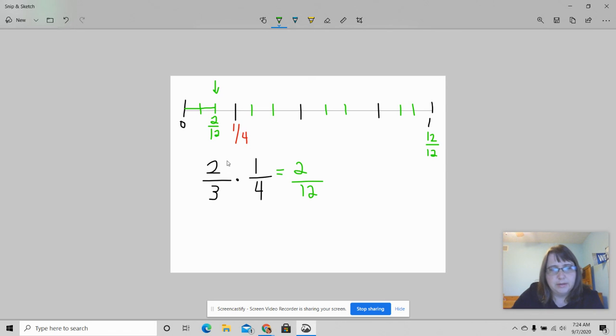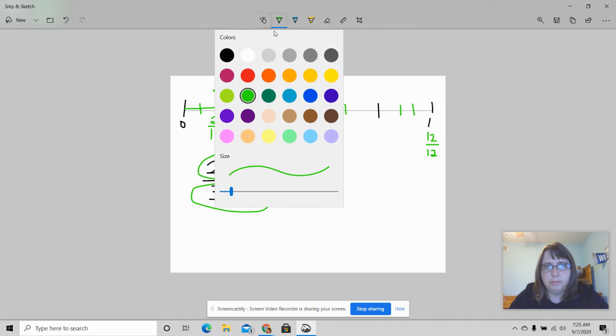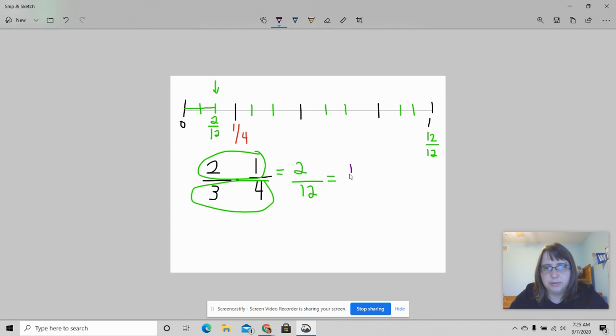Again, as we can see the algorithm, you don't have to do number lines. This is just to help us understand what's going on. Eventually, as we see this pattern over and over, we're like, oh, we just multiply the top together, 2 times 1 is 2, and the bottom, 3 times 4 is 12. Now we could divide 2 and 12 both by 2, and if we do that, we reduce it to 1/6.